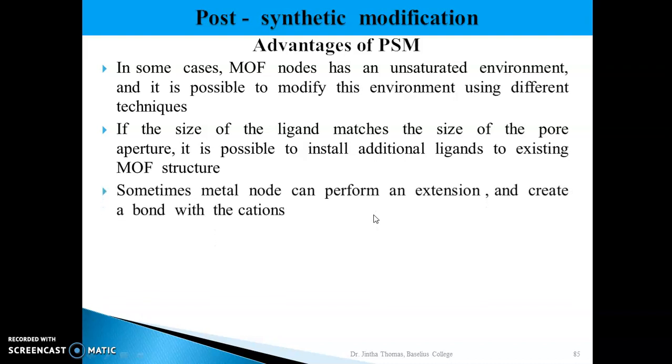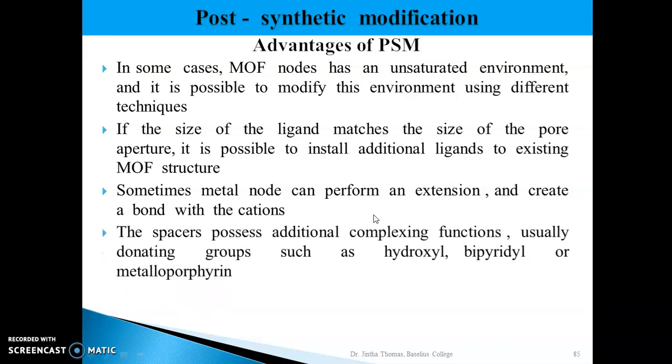Sometimes a metal node can perform an extension and create a bond with a cation. So new metal centers can be introduced to the existing metal within the MOF. The spacers possess additional complexing functions, usually donating groups such as hydroxyl, bipyridine or metalloporphyrin. So new functional groups can be added to it.